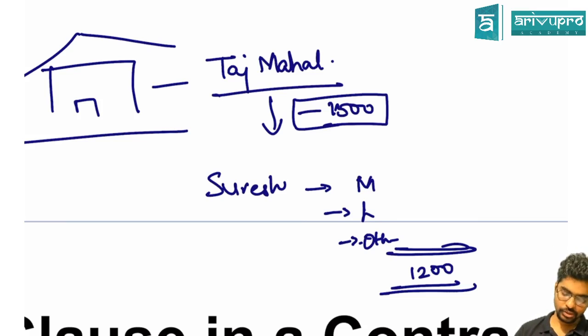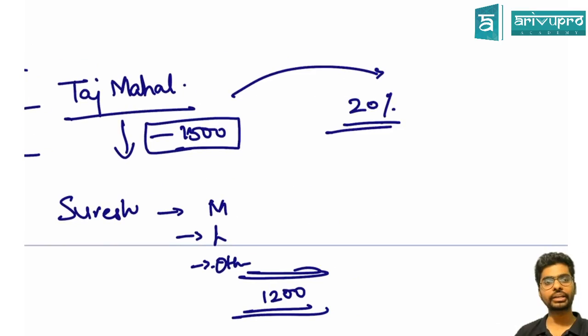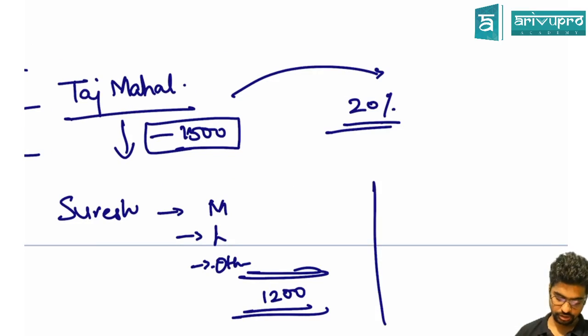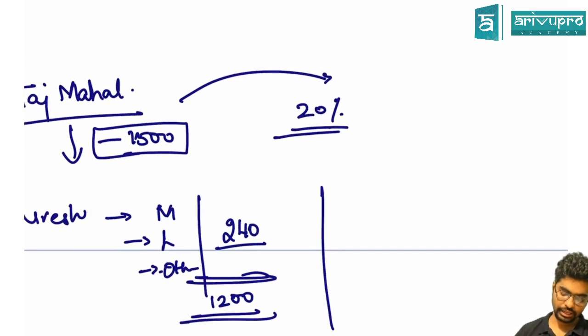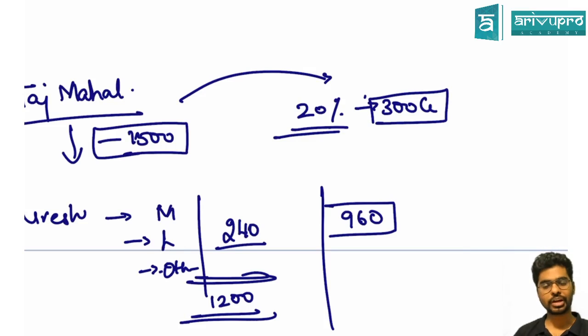Now, 1,500 crore was the contract price. 20% of the project was done. So Suresh had spent around 240 crores and Naveen made a payment of 300 crores. Suddenly, what happened? To complete the project you still require 960 crores.